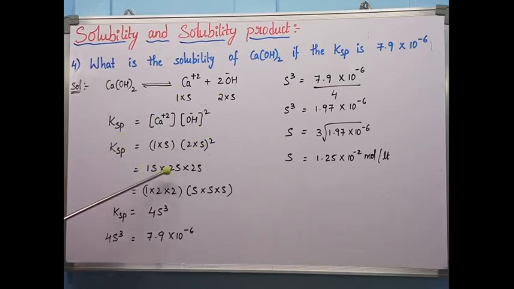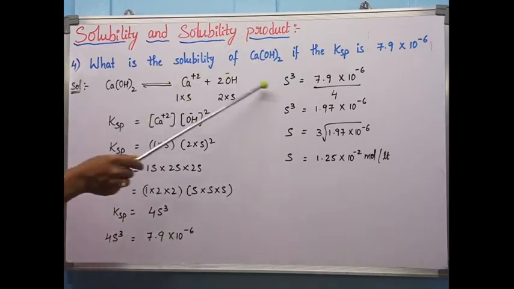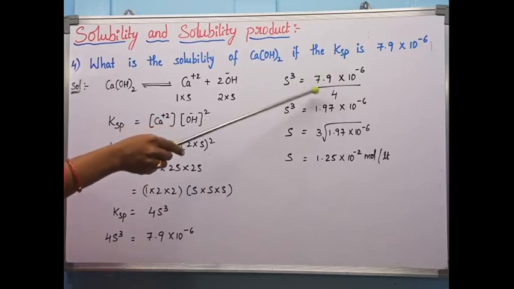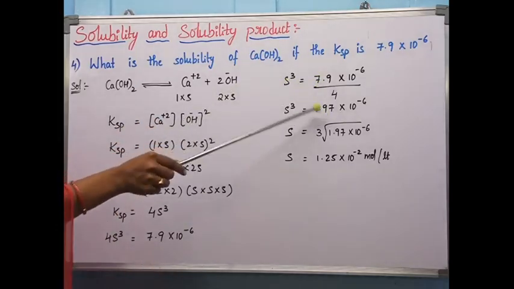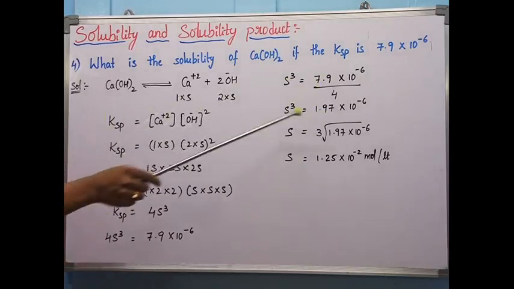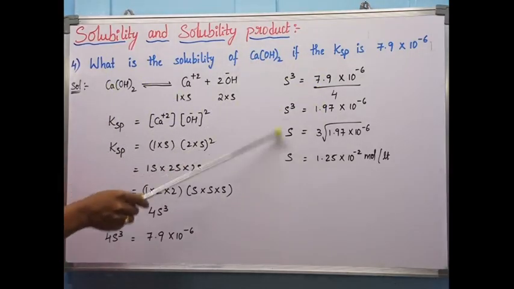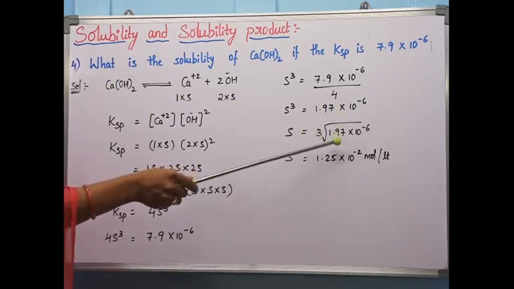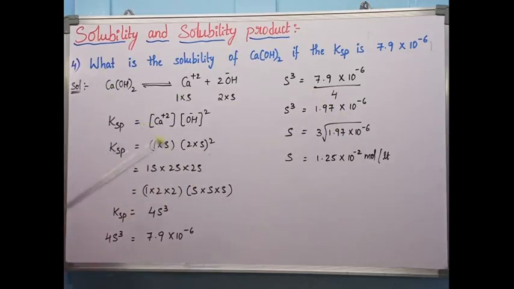If I write this, it is 1S into 2S into 2S. If I separate it, 1 into 2 into 2, and S into S into S, it becomes 4S cube. So 4S cube is equal to the solubility product. The Ksp value is already given: 7.9 into 10 to the power of minus 6. So S cube is equal to 7.9 into 10 to the power of minus 6 divided by 4. If I calculate this, S cube is 1.97 into 10 to the power of minus 6. The cube goes to the other side and becomes the cube root of 1.97 into 10 to the power of minus 6. We get the solubility as 1.25 into 10 to the power of minus 2 moles per liter.